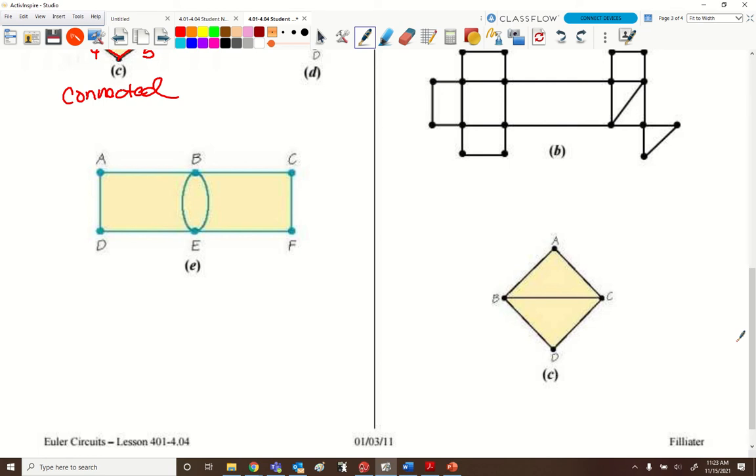All right. So let's take a look. So we said it is connected. That one is connected. And for E, go through 1, 2, 3, 4, 5, 6, 7, and 8. Is this one connected? Yes.